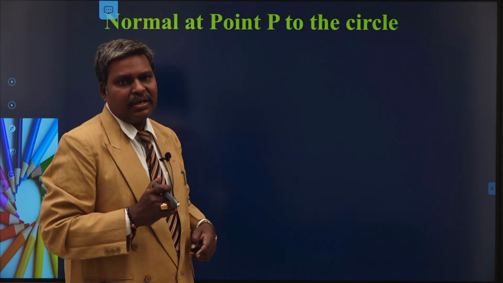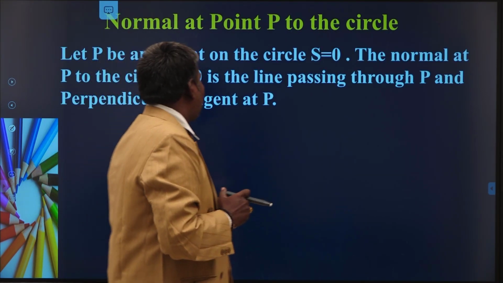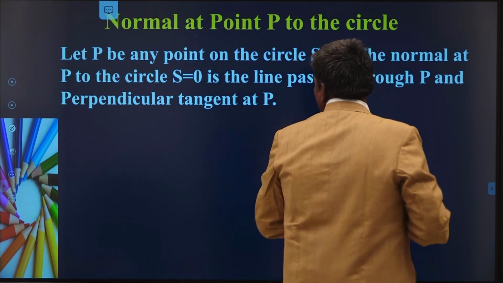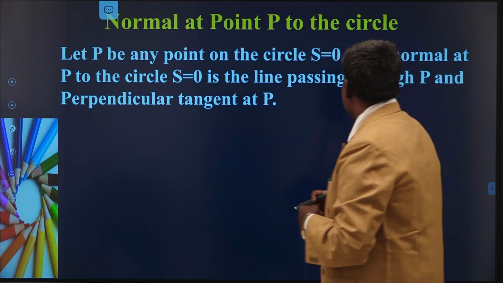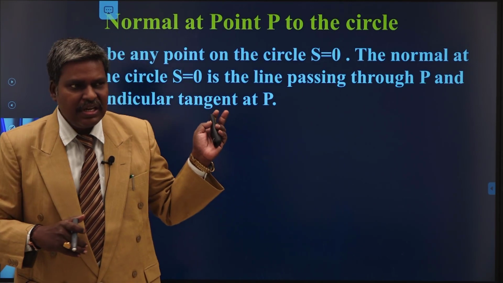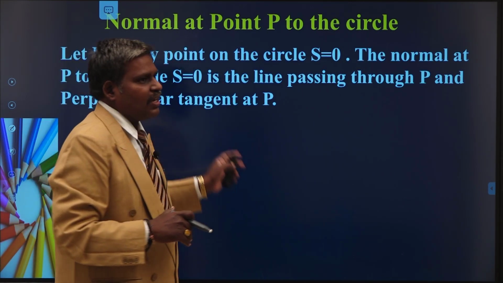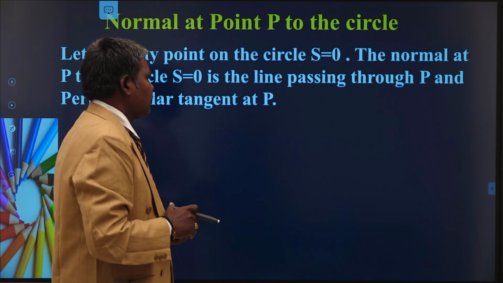What is our curve here? That is the circle. See here, let P be any point on the circle S equal to 0. The normal at P to the circle S equal to 0 is the line passing through P and perpendicular to the tangent at P. Same definition. Instead of curve, we have to write circle. That's all. This is the definition of the normal at a point to the circle.